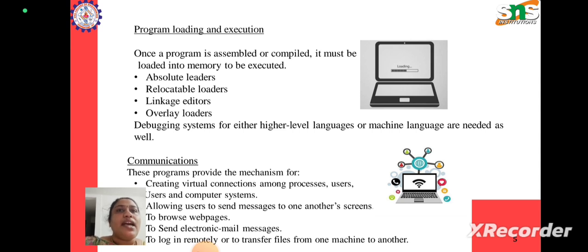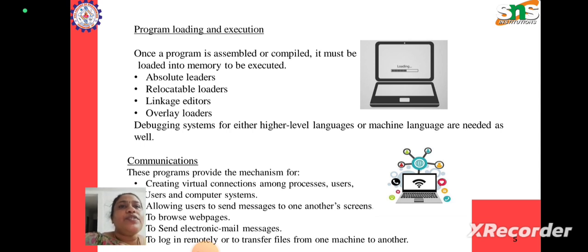Now coming to the last one, we have communications. These are the system programs that help in communications. Even when we discussed system calls, we had the system call that helped in communication. In the same way, the system programs that help in communication between processes and users, or allow users to surf the web and so on, fall under this category of communication.